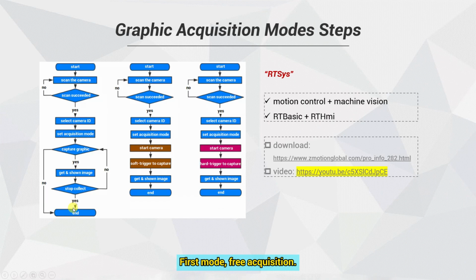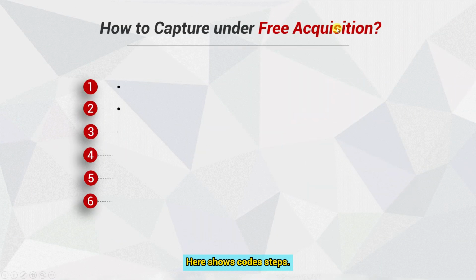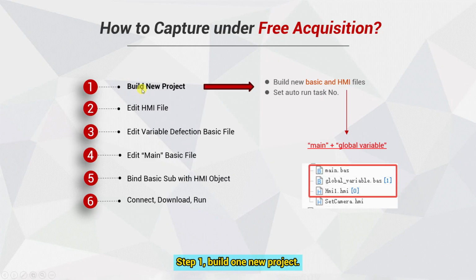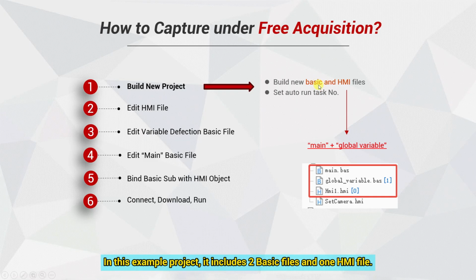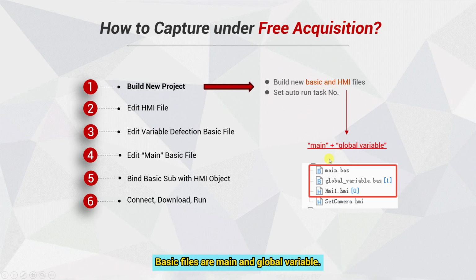First mode, free acquisition. Here are the code steps. Step 1, build one new project. Build files, and set the auto run task number. Please check our XPCIE manual or the above mentioned video. In this example project, it includes 2 basic files and 1 HMI file. The basic files are main and global variable.